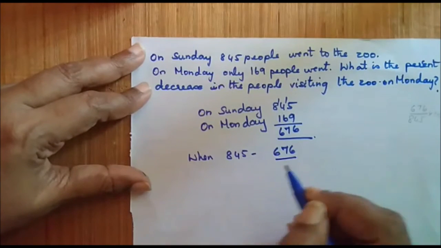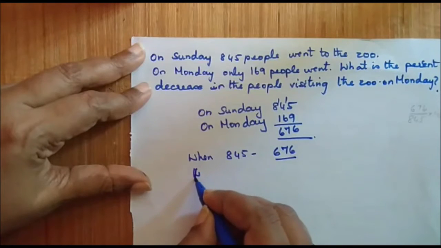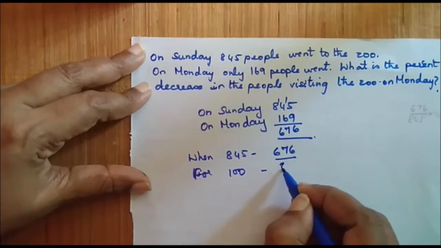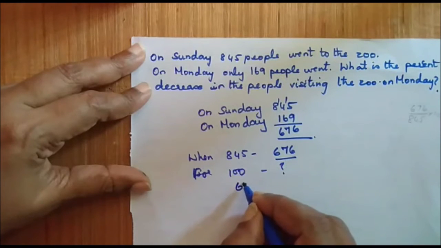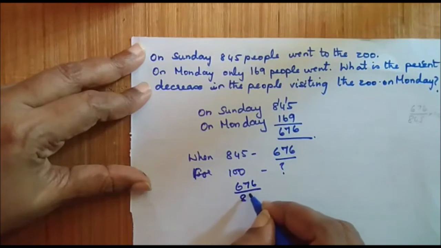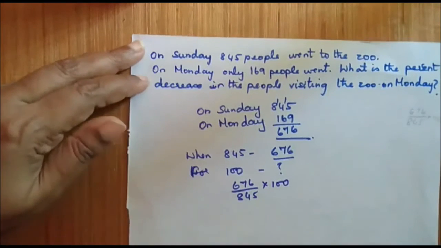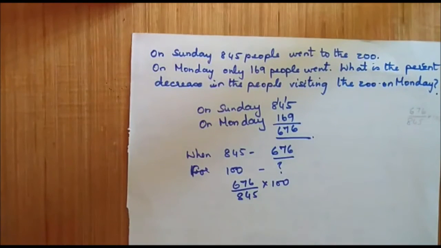So much people is decreased. Therefore, for 100, how much? Because they have been asked to find the percentage. So it is 676 by 845 into 100. I hope you understood this method.